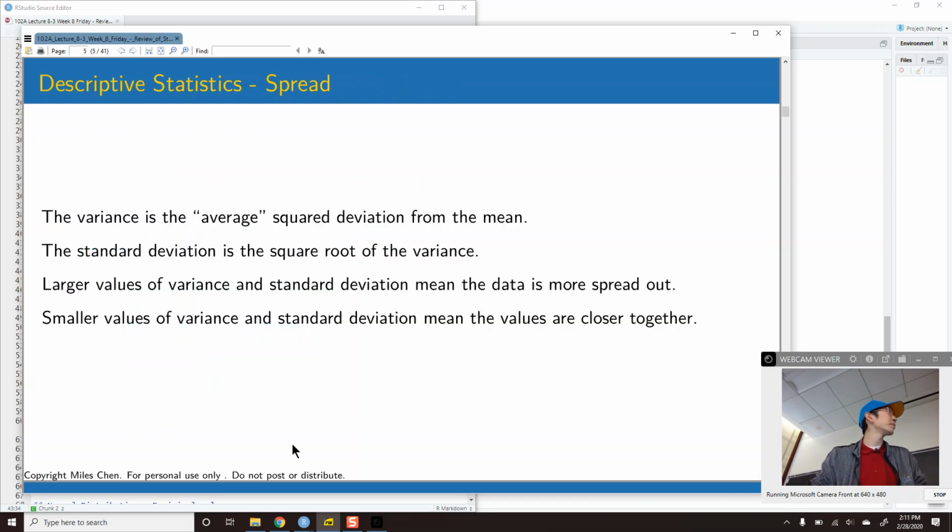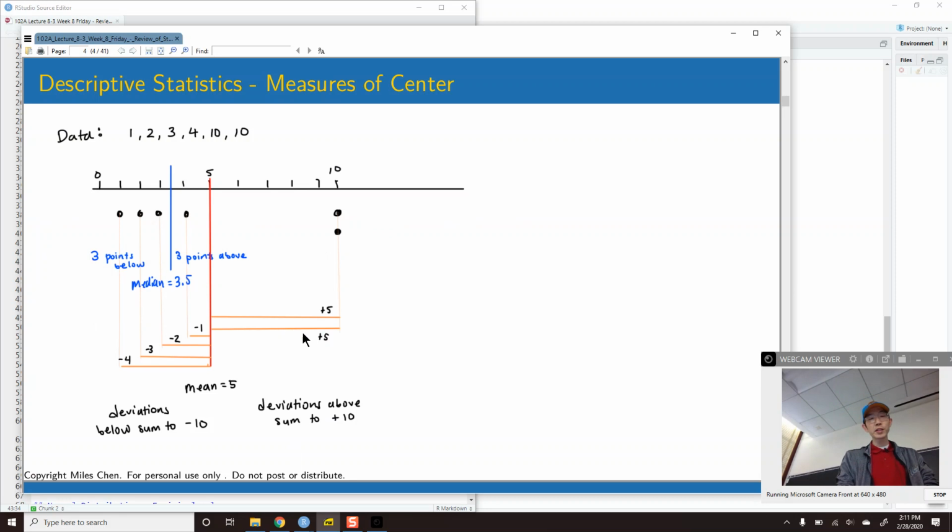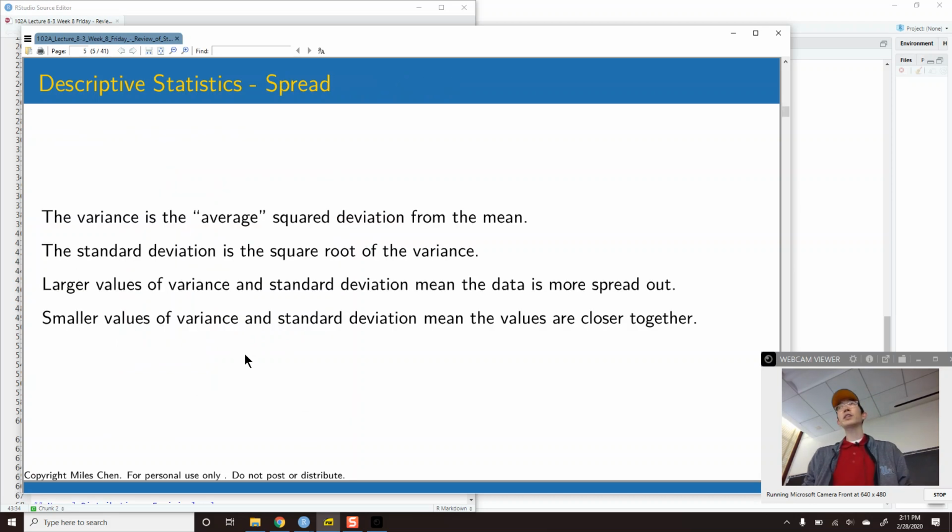And then the other part was measures of spread. You have the variance and the standard deviation. The variance you can think of as the average squared deviation from the mean. These lengths are the deviations, and if you square each of them and take the average, you would basically get the variance. Technically it's not the average because you divide by n minus 1, Bessel's correction. You had to prove that it turned out to be a better unbiased estimator of the variance in 100B, right?